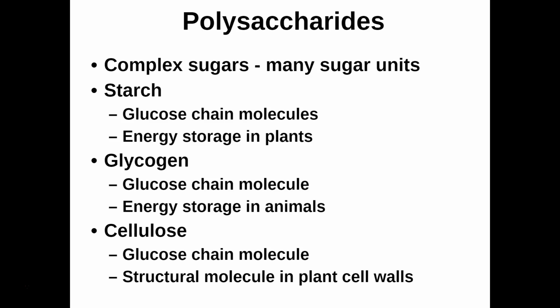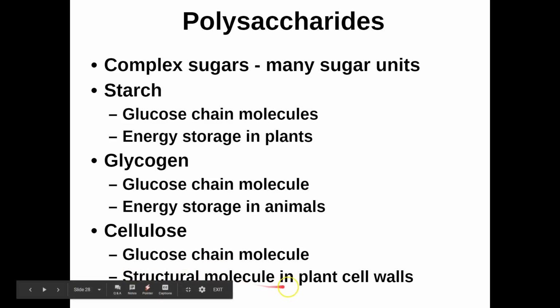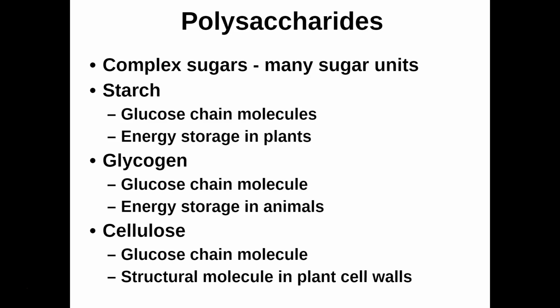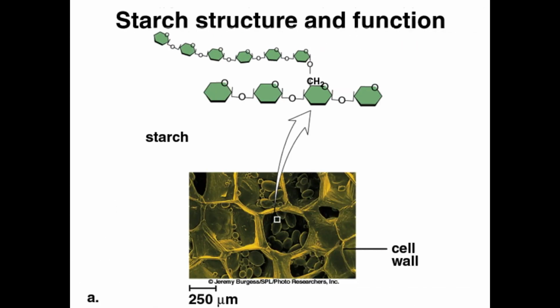And you also have cellulose, which is, again, just glucose molecules chained together in a different way than the first two. This is a structural molecule used in plant cell walls, like we saw in lab that first day. So here is starch, and it's showing a bunch of glucose molecules all chained together with one another, and you will find this inside plant cells.